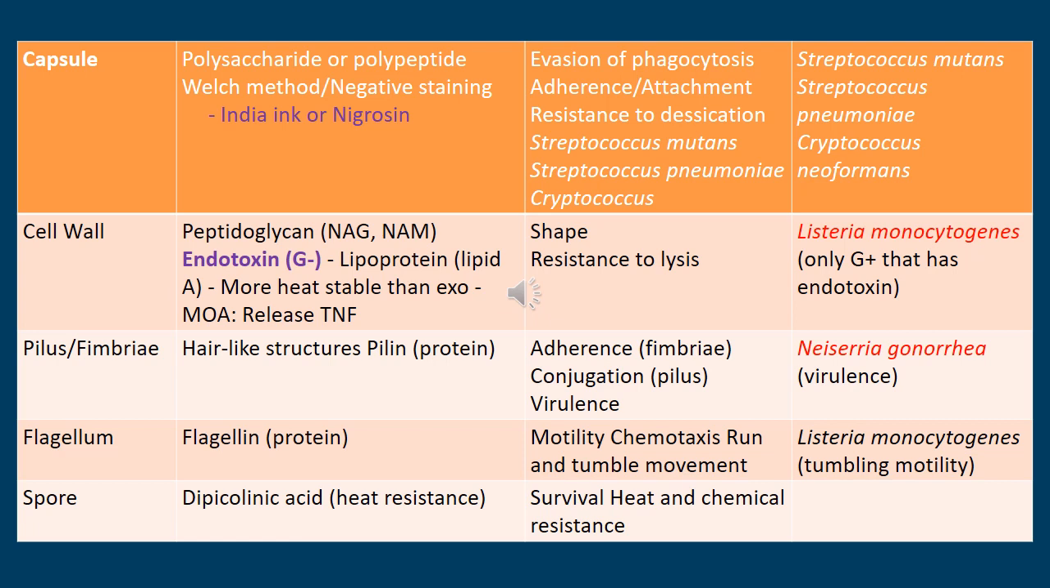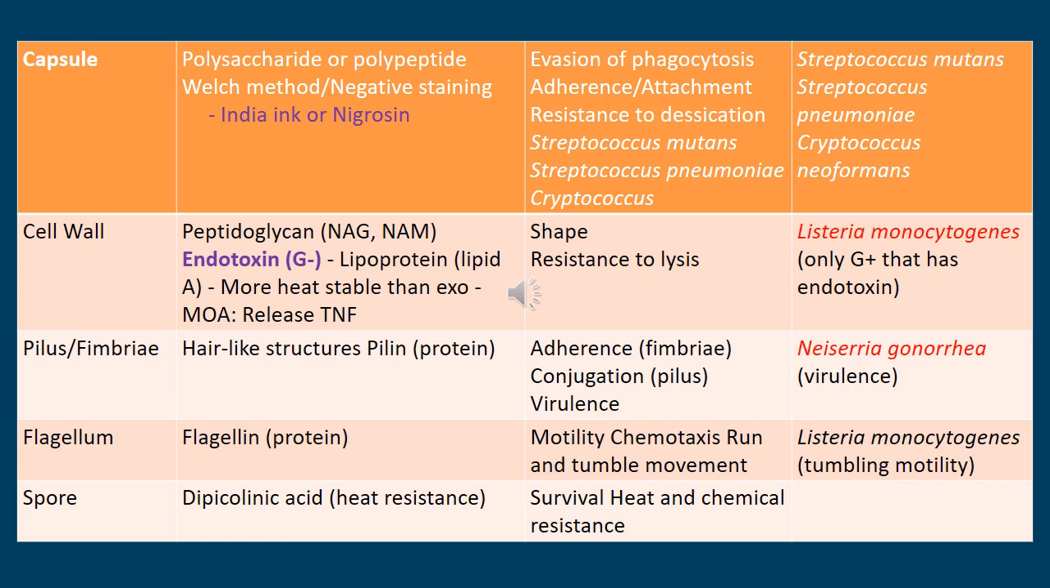And also, we have your flagellum, which has your flagellin as the protein component niya. And usually its function is for the motility or yung locomotion na tinatawag natin and tumbling movement. And of course, we have the example like your Listeria monocytogenes, which has a tumbling motility.